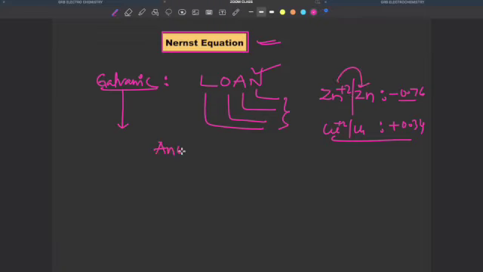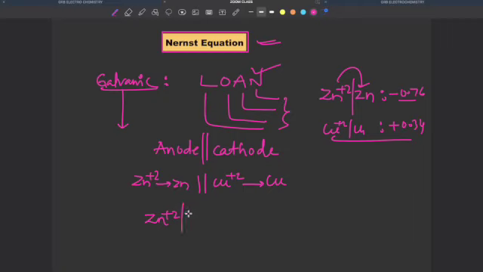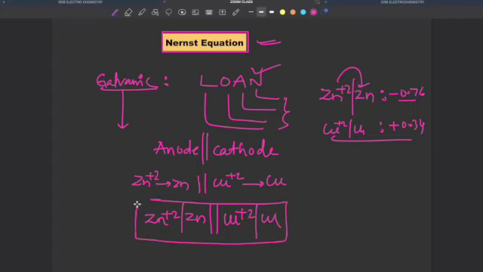So on the left side we have the anode, then a set of parallel lines, followed by the cathode. This is how you write it. The anodic reaction would be Zn gives Zn plus 2, and the cathodic reaction would be Cu plus 2 gives Cu. The final representation is Zn over Zn plus 2, a set of parallel lines, followed by Cu plus 2 over Cu. This is how you represent a galvanic cell.